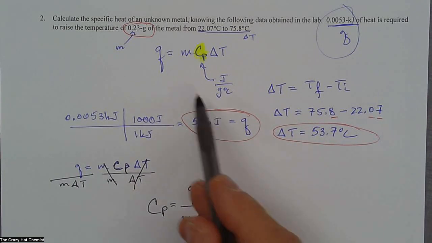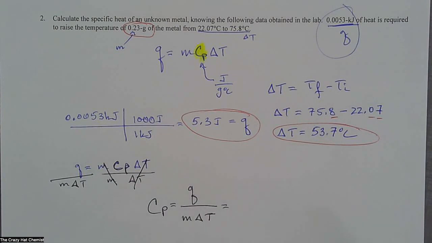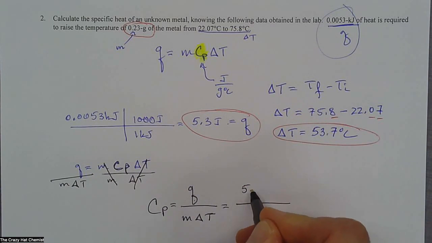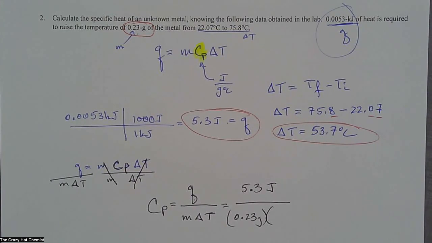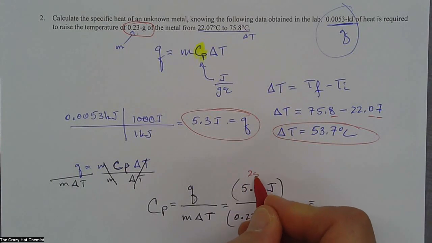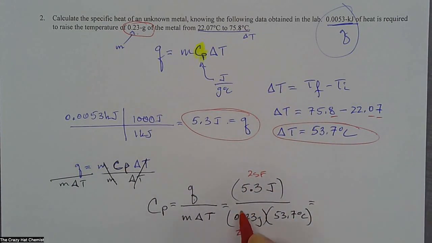And what I've done up here is I have just circled in red all the little parts that we need. So we have the Q term, this is the 5.3 joules. We have our M term, that's right here. That's our mass, 0.23 grams. And then we have our change in temperature term, and that is the 53.7 degrees Celsius. So I have all my parts here. I have two significant figures, two significant figures, leading zeros don't count, and three significant figures. So my ending answer is going to have two significant figures.